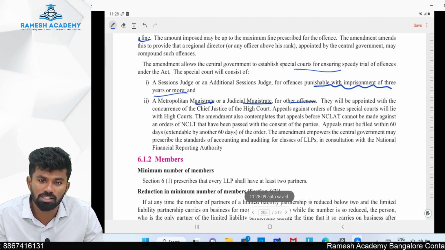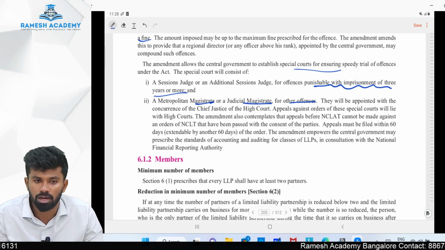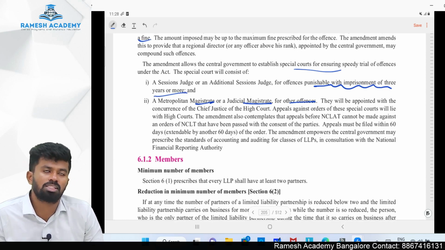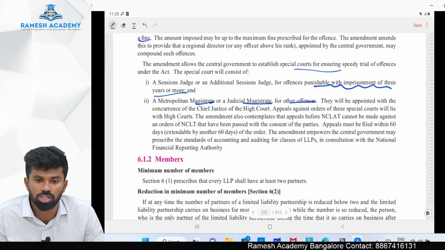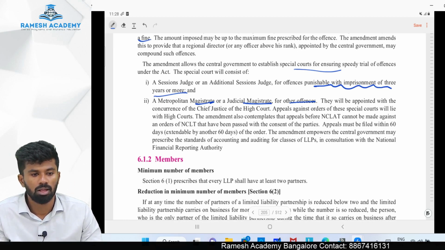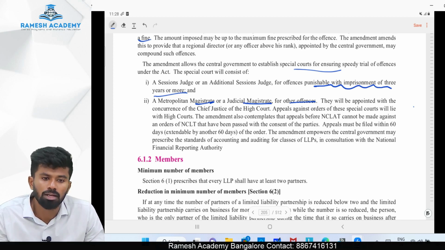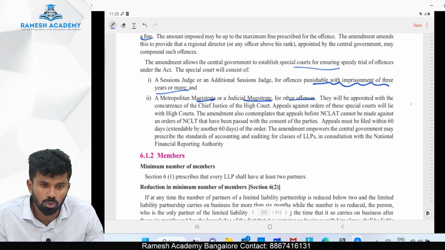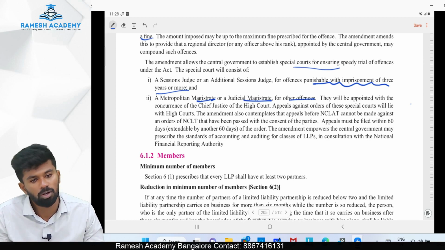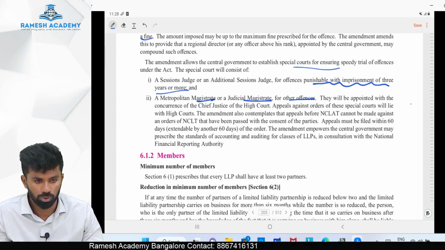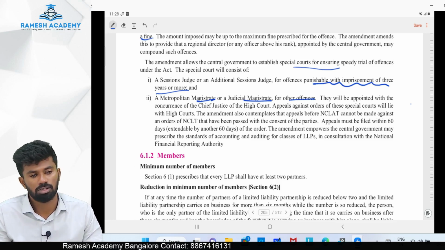So, if an offence is punishable under the LLP Act with more than 3 years, then the special court should consist of a session judge. If an offence is punishable with less than 3 years, then the special court should consist of a metropolitan magistrate or a judicial magistrate first class.